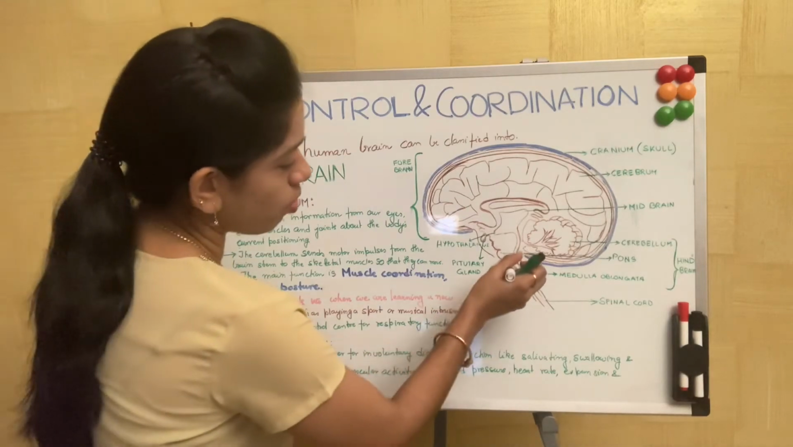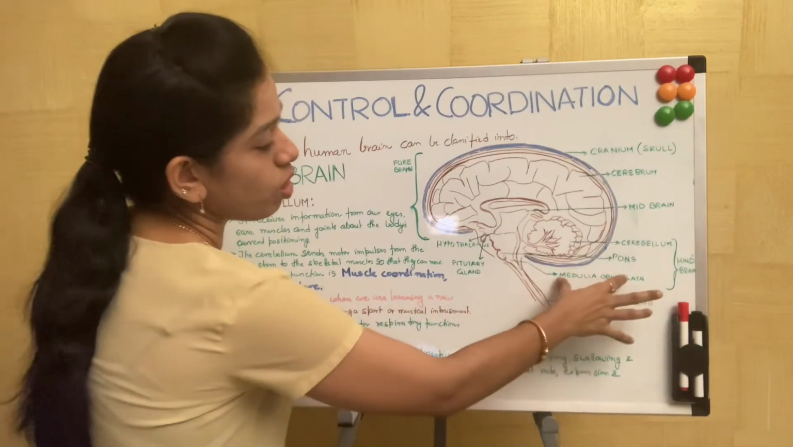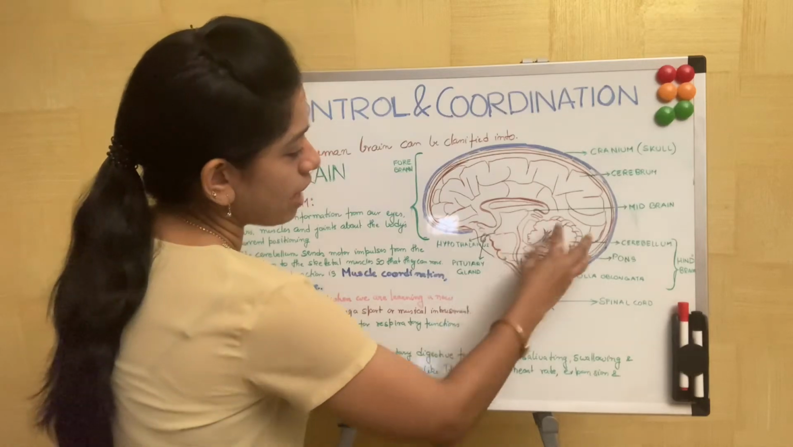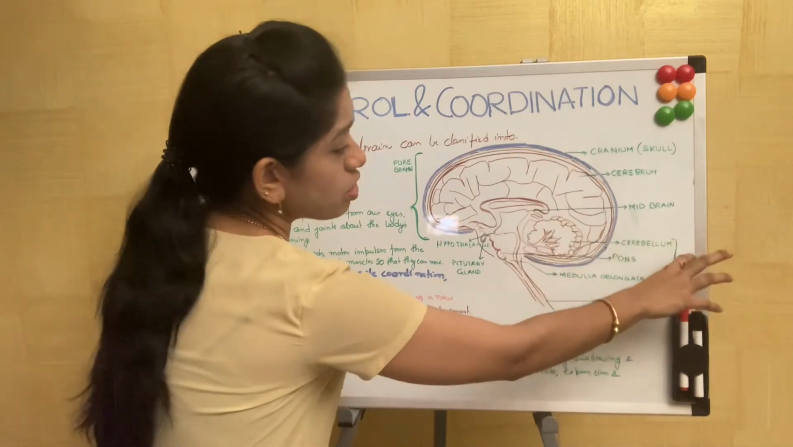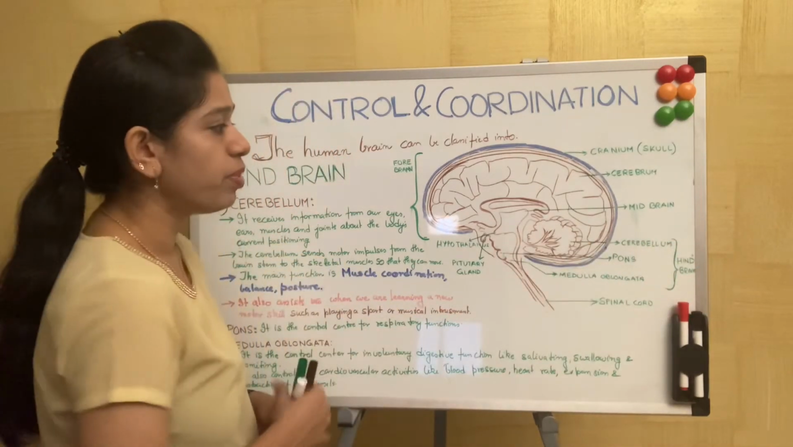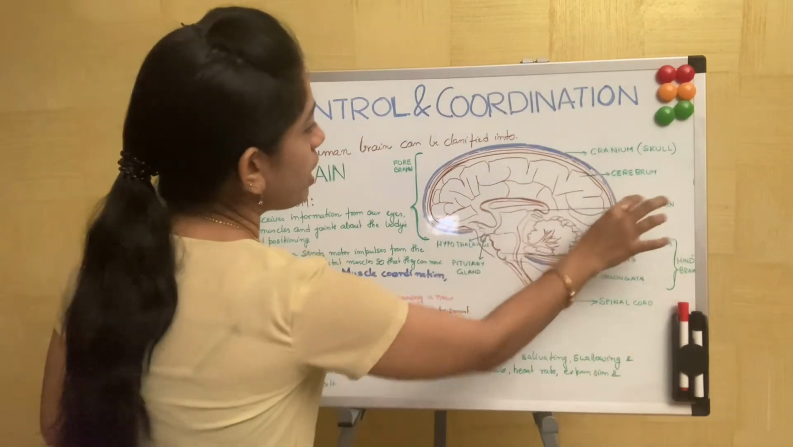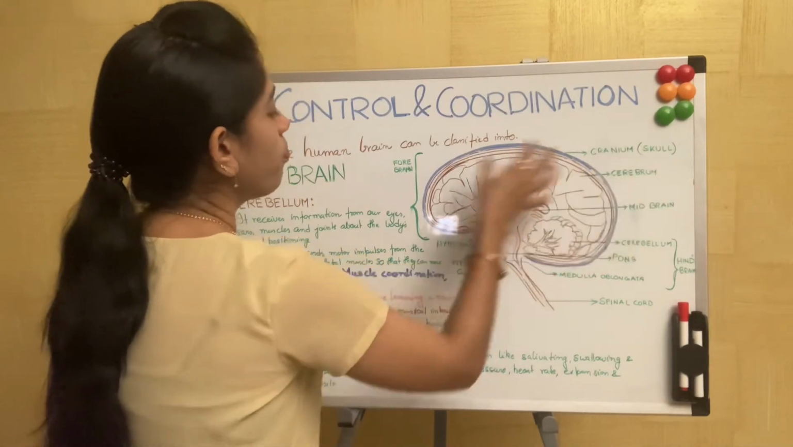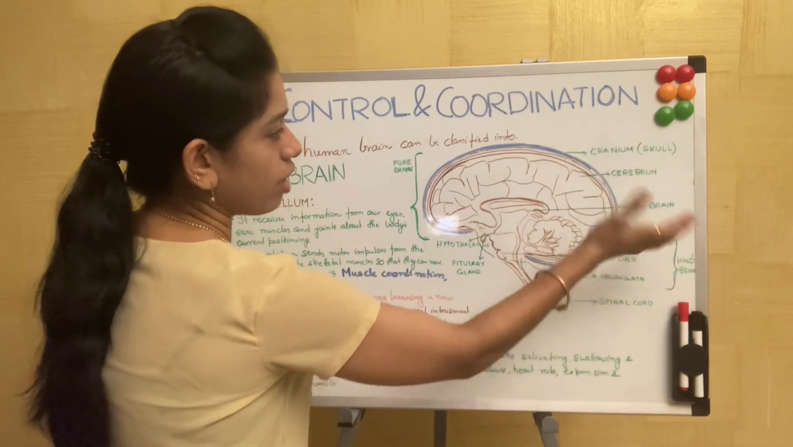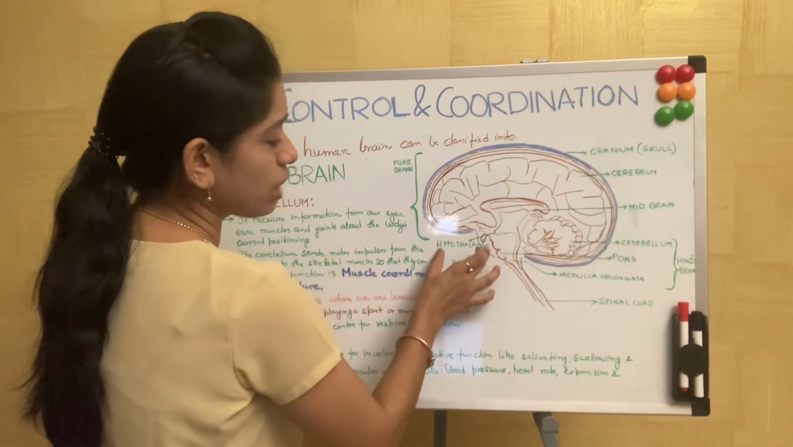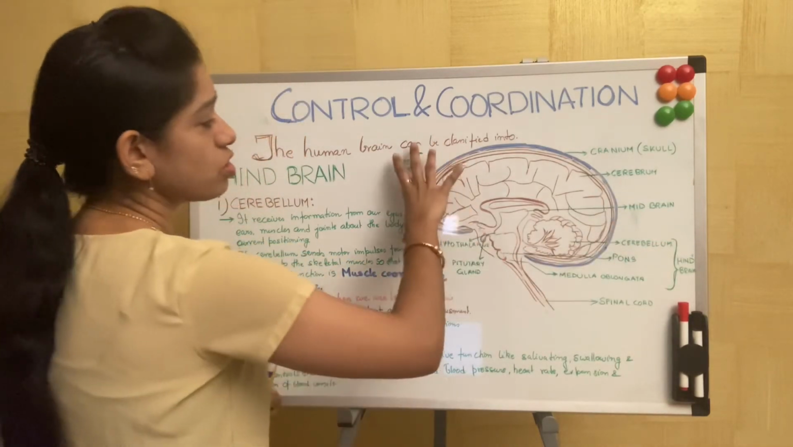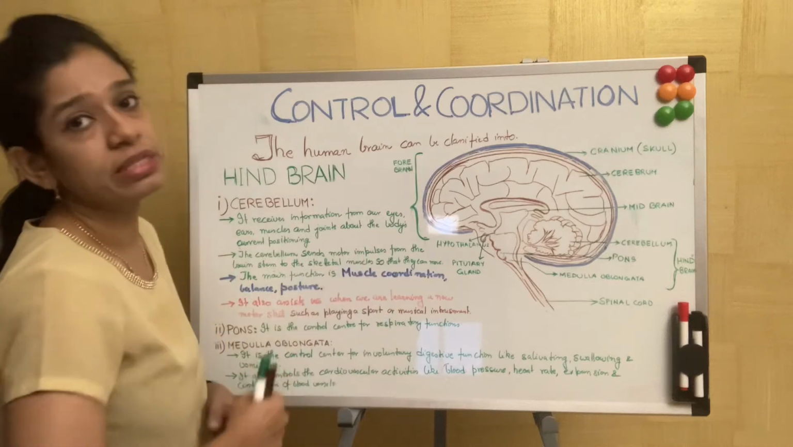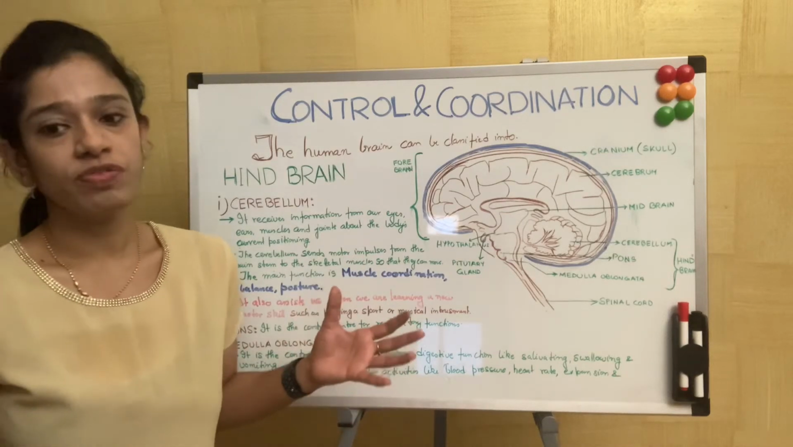This is the medulla oblongata, this is the pons, and this is your cerebellum. These three constitute the hindbrain. This part is the midbrain, and the cerebrum with the hypothalamus and the thalamus constitute the forebrain. The forebrain is the biggest part, constituting the cerebrum.